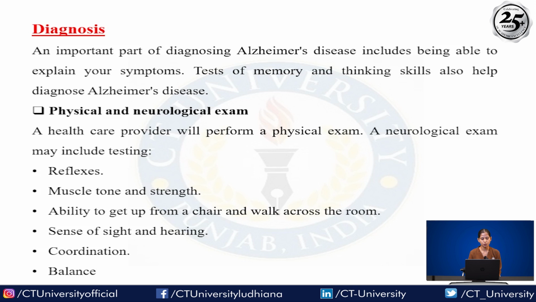Next is muscle tone and strength, and the ability to get up from a chair and walk across the room. The doctor tells the patient to please walk and please sit on a chair, and checks the patient. Maybe they do not sit properly on the chair, or they can't find the chair. These are the types of symptoms experienced by a patient, used for diagnosis. Next is sense of sight and hearing, coordination, and balance.